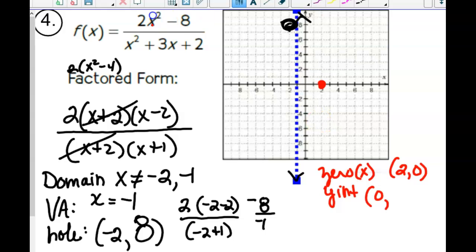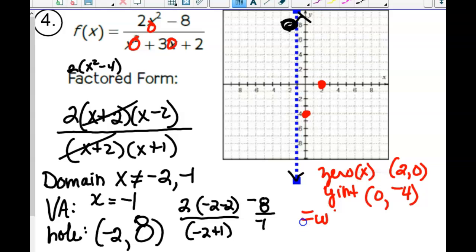Y-intercept, you put in 0. I'm going to go back to the original one. If I put in 0, I'm going to get -8 over 2, yes? Crosses y down at -4. Okay, top heavy, bottom heavy, equal weight, I think is all we have left, right? Is end behavior?